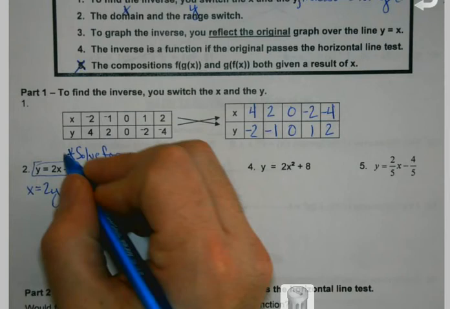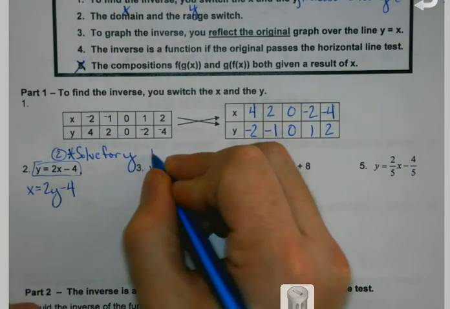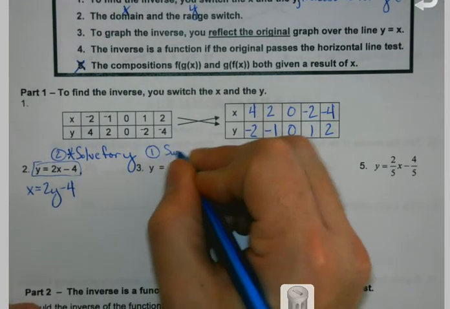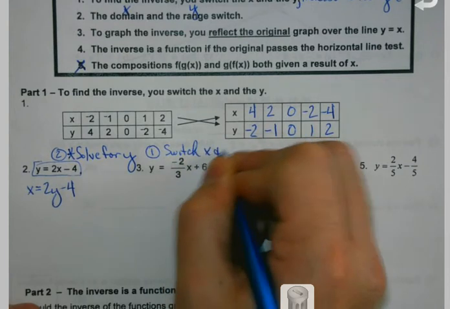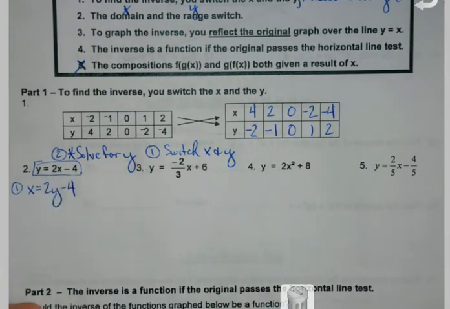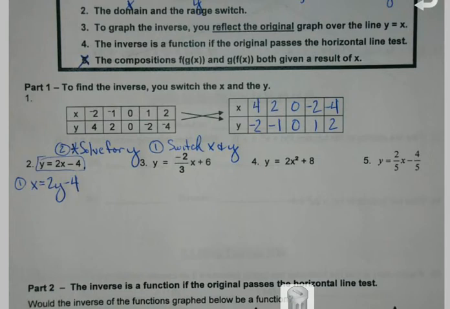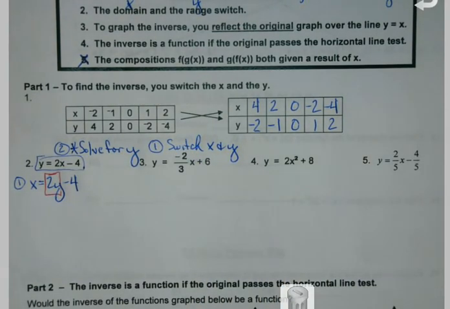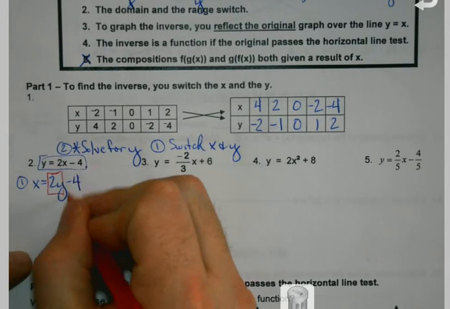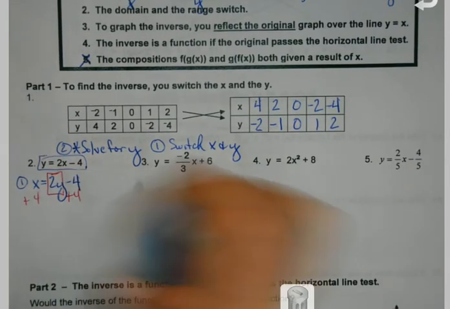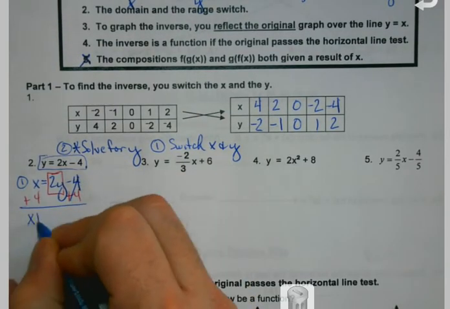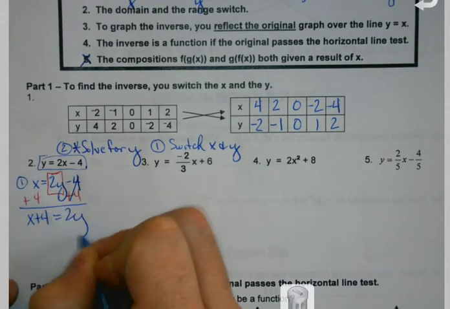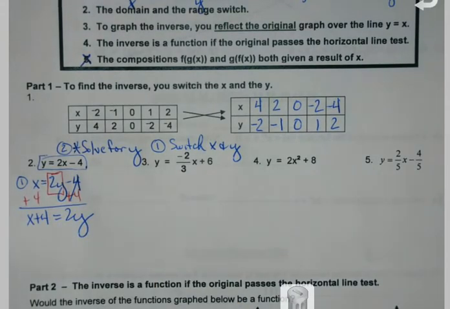So let me put this in steps. My first step would be to switch x and y, which we just did. And once you get them switched, your job becomes get y alone. Well, I guess I got to get 2y alone first. So what do I need to do first to start working on isolating my y? Add the 4. Get that taken care of here. And then one step to go.